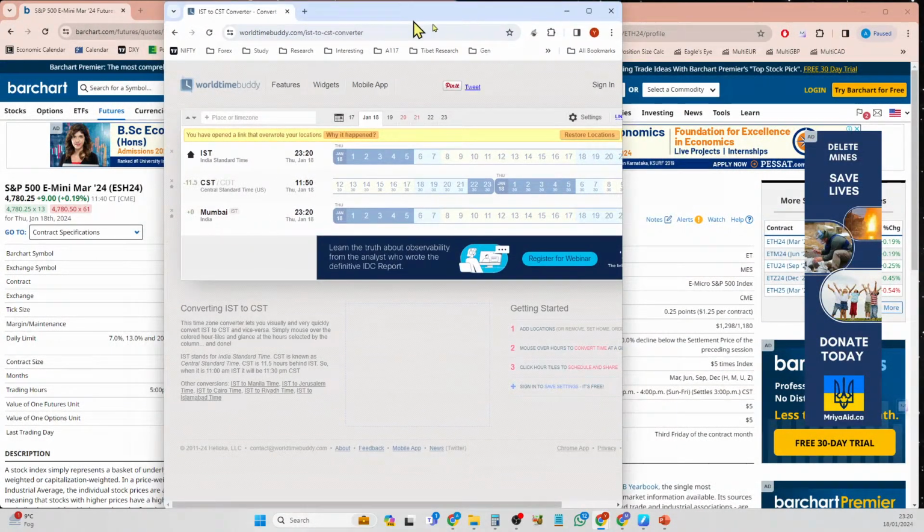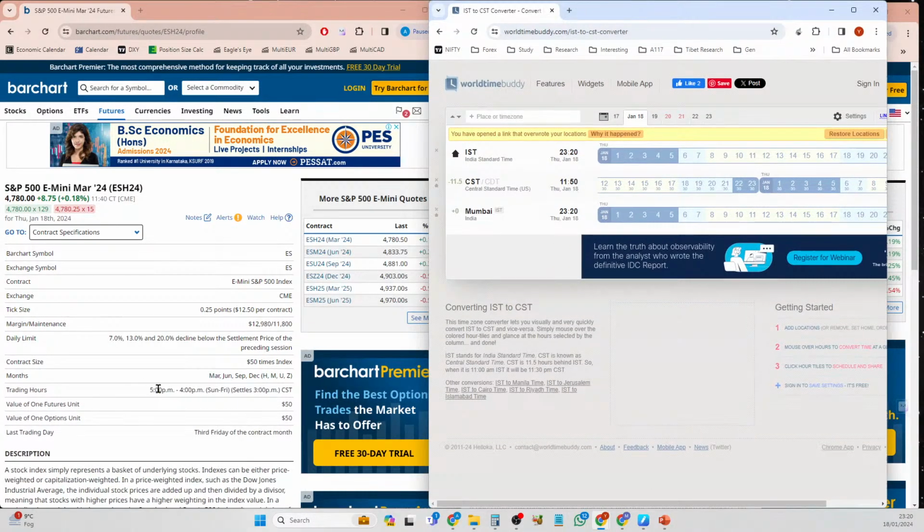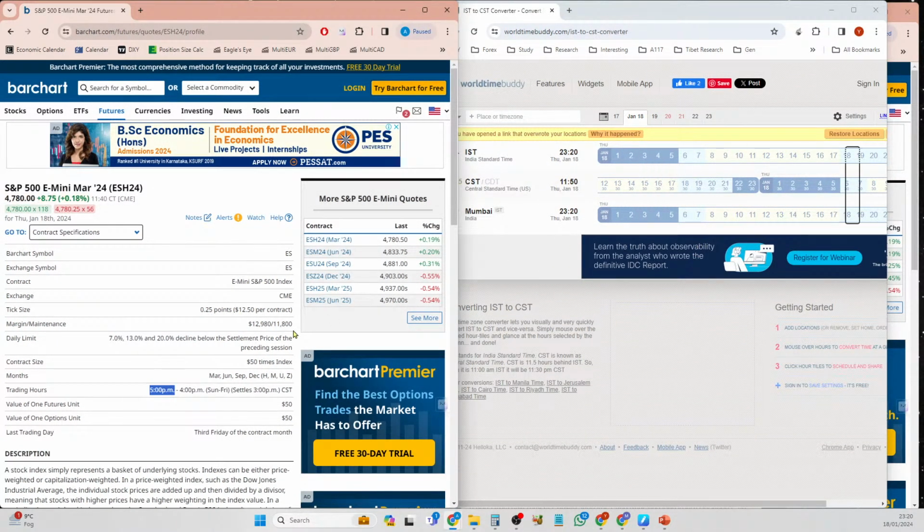So over here, I'll show you. Looking at this time window, 5 p.m. CST is basically half an hour prior to this one. That is basically 4:30. So 4:30 Indian Standard Time is when the trading hours for E-mini begin on a Sunday. So 4:30 in the evening, Sunday, the market opens for S&P 500, and 4 p.m. is the closing time.